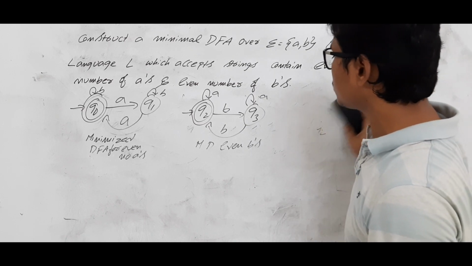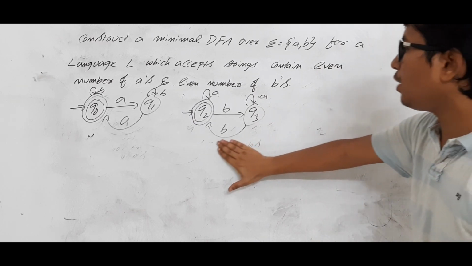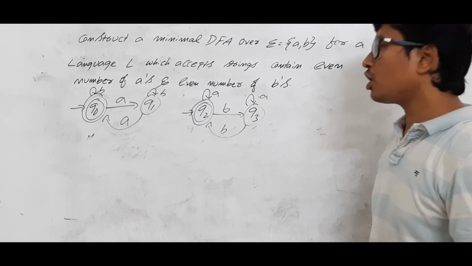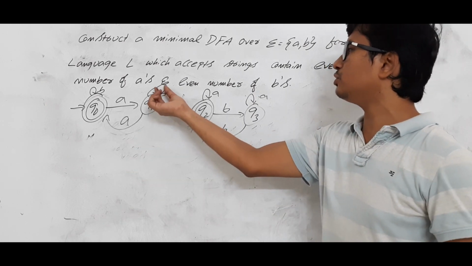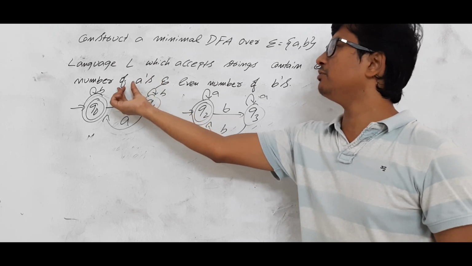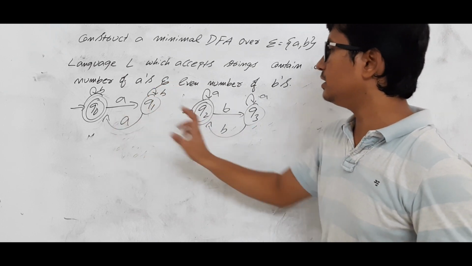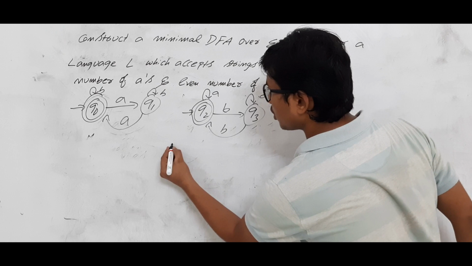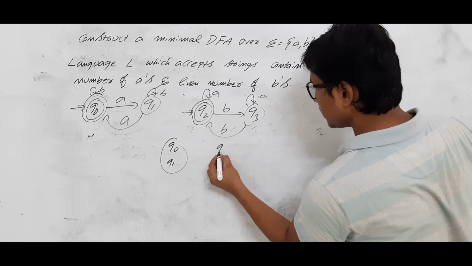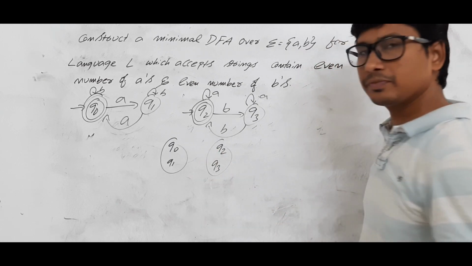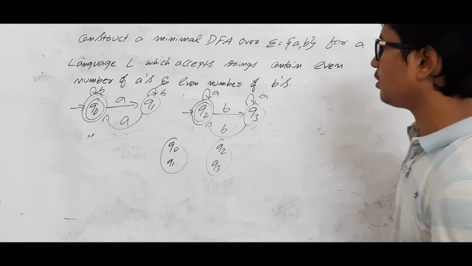Okay. Now what solution should we use? We have to apply the cross product, or Cartesian product. Why can I use the cross product? Because there is an AND operation: even number of A's and even number of B's. So you should apply the Cartesian product between this DFA and this DFA. How can I apply the cross product? You take the states of this DFA and the states of the other DFA, and you apply the cross product.